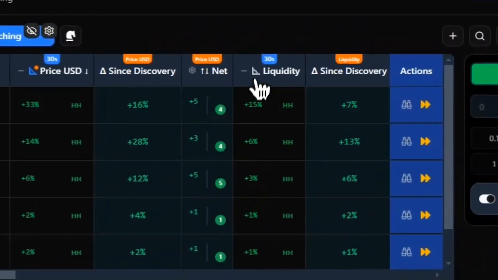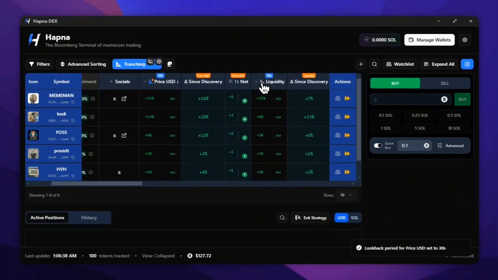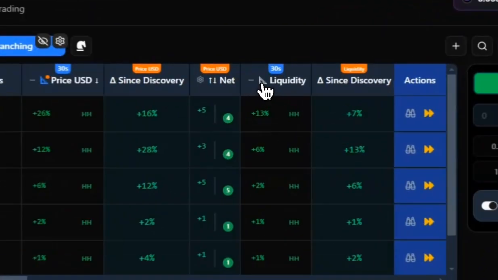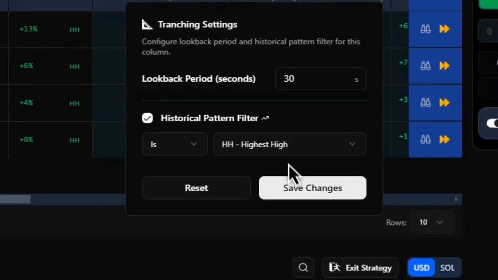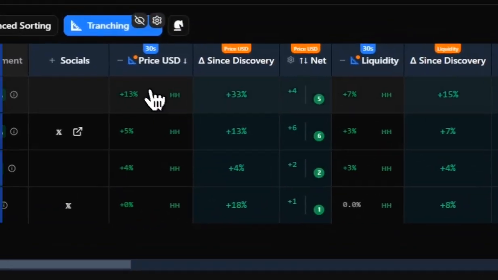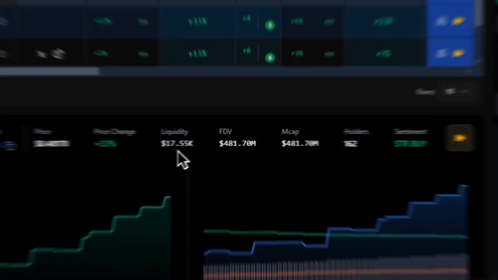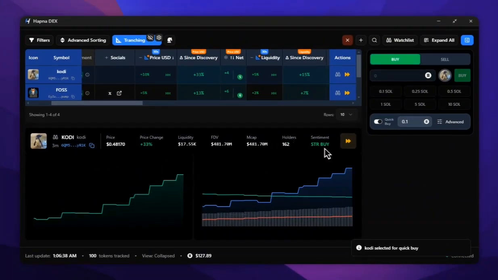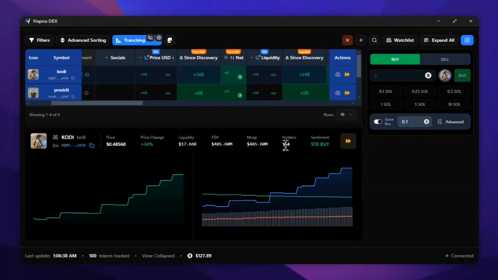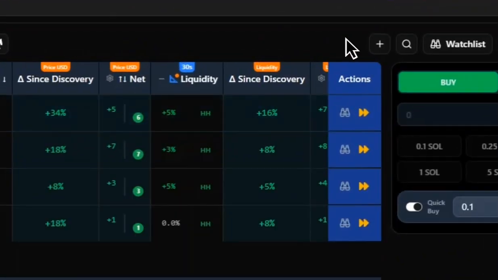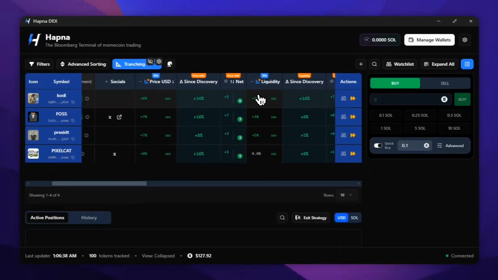I don't want to be trading meme coins that are volatile or have a ranging movement. Doesn't make sense. Same thing here. There you go. So now this meme coin is moving, and even the sentiment tells me it's a strong buy with 162 holders, which is promising. Great, amazing. So far we've explained what is tranching.